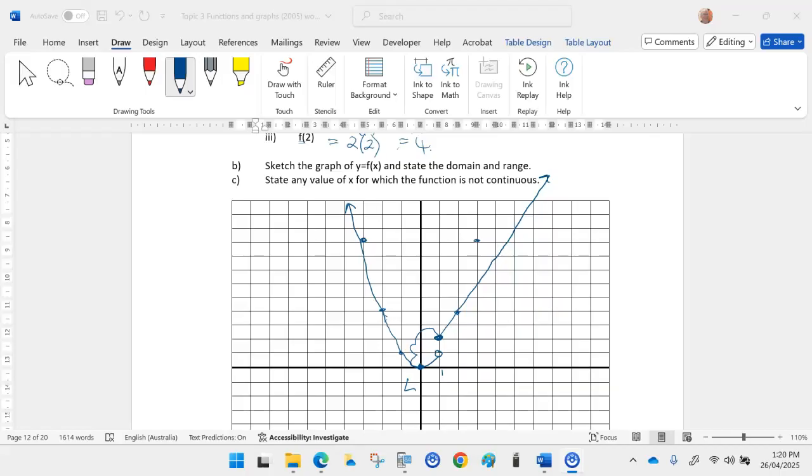Now the last part of this question, C, states: state any value for x for which the function is not continuous. Well, although this is a function, if you were to draw a vertical line through any point on this graph, it would only go through one point. There is a break in the graph, and it happens at x is equal to 1. There's a little bit that's part of the parabola, and then a straight line takes over after that. At that point, we say the function is not continuous. It's made up of two separate functions, but overall the piecewise function is not continuous, and that happens at x is equal to 1.